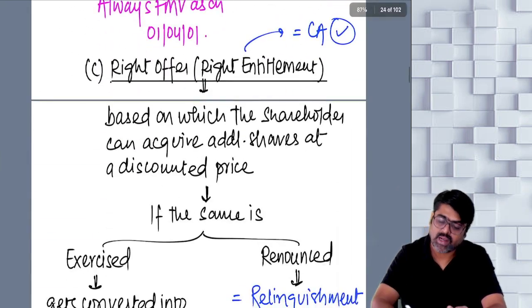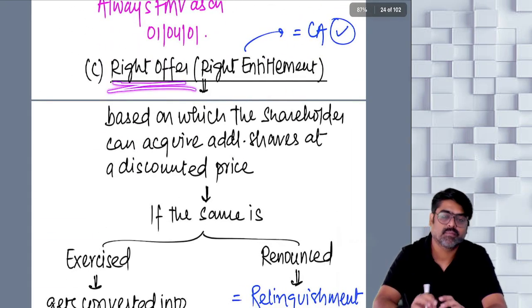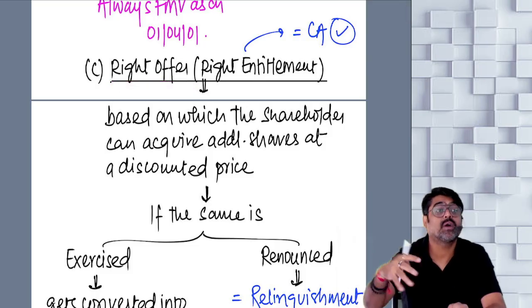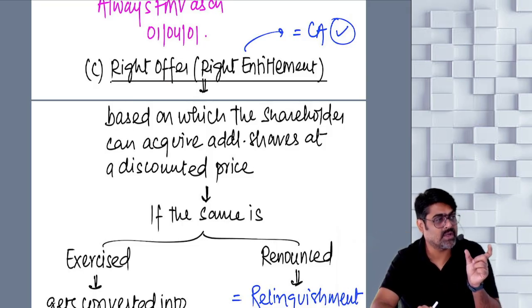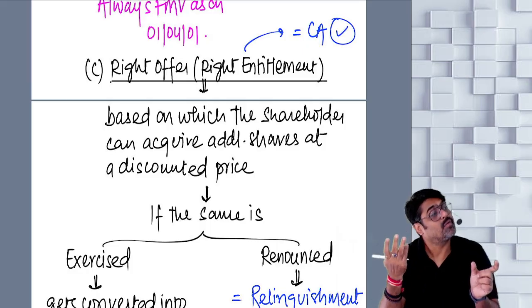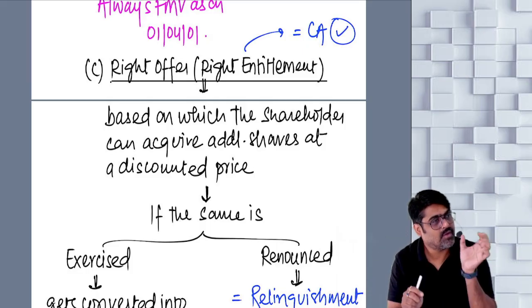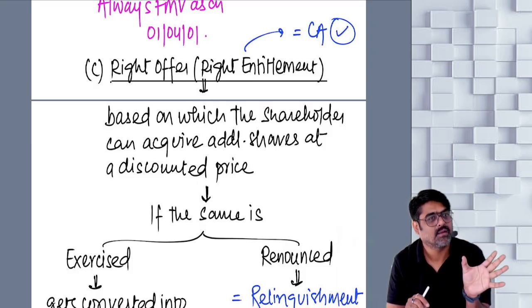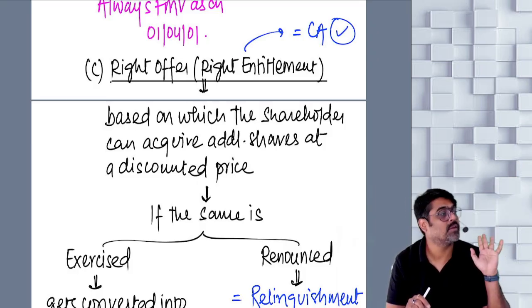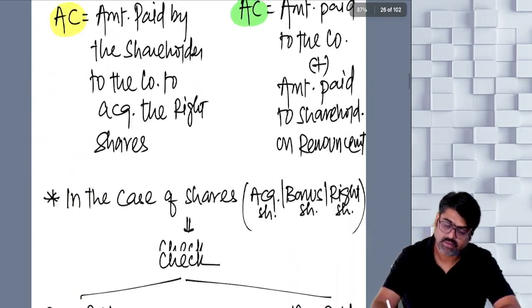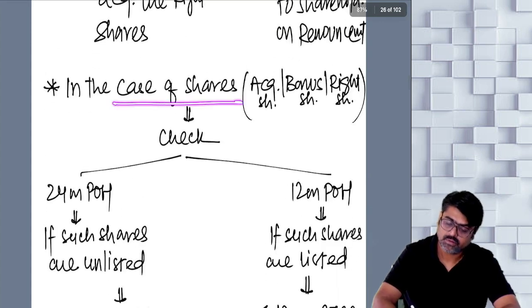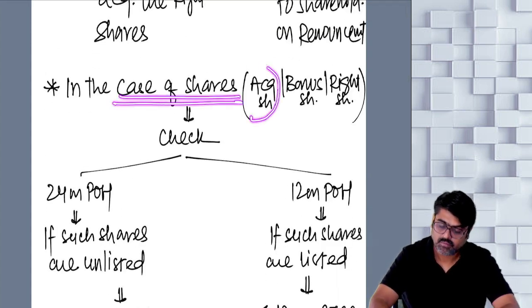And for the right offer, what will be the period of holding? The right which you are renouncing, you are calculating short-term gain on renouncement. What will be the period of holding? The date on which the company offers you the right till the date of renouncement. That is the period of holding. It will always be a certain number of days only, less than 24 months. Always short term. Understanding?